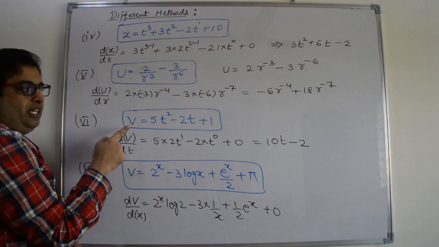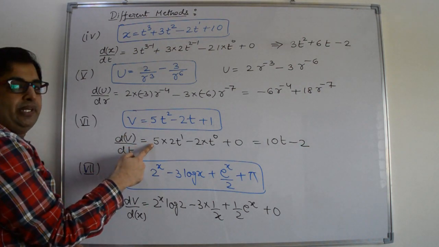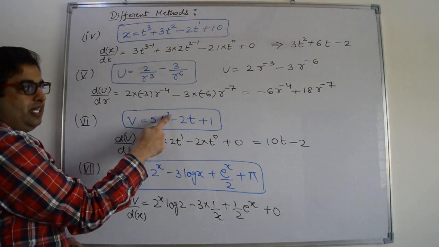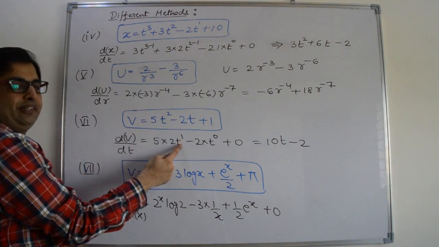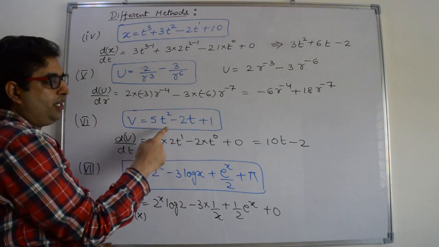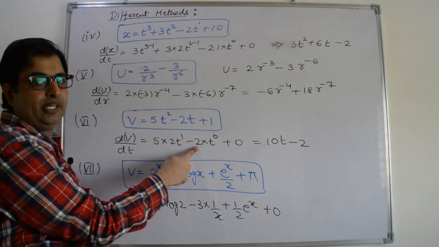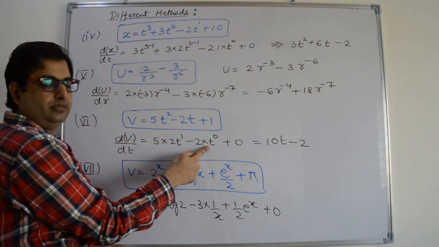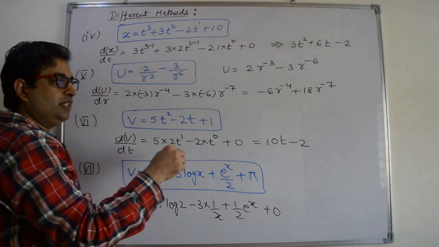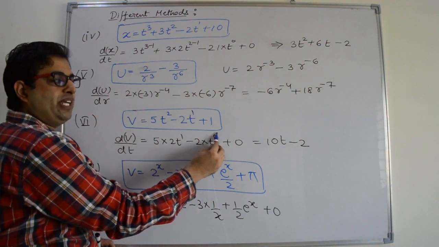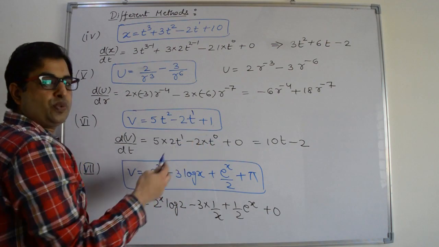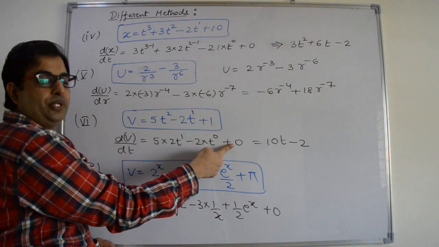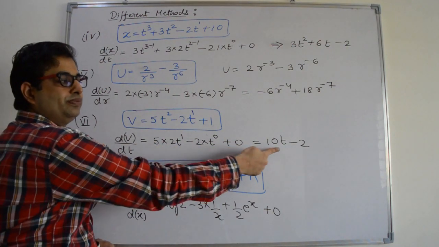So dv by dt: 5 is in multiplication, it will remain in multiplication. The power will come in multiplication, so 2 will come in multiplication. 2 minus 1 becomes 1, so t power 1. Minus 2 is in multiplication, it will remain in multiplication. Differentiation of t with respect to t is 1, because it becomes power 1 minus 1. 1 minus 1 is 0, so t power 0 is 1. Differentiation of 1 is a complete constant, so it is 0. Answer is 10t minus 2.